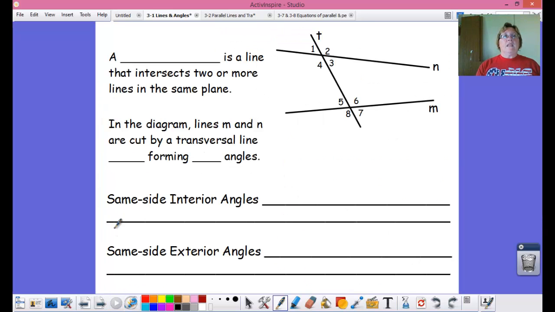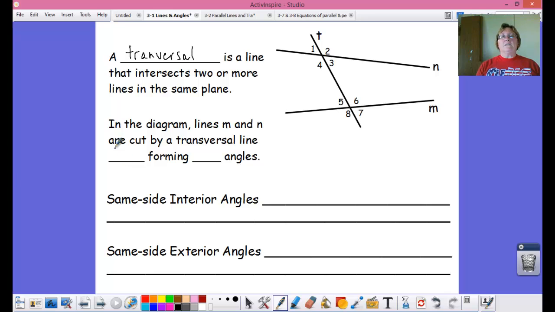Let's move on. Today we want to focus in on angles that occur when lines are crossed. And what we want to do is define a line such as line T here. It's called a transversal. That's why we use the T for it. A transversal is just a line that intersects 2 or more coplanar lines. They all have to be in the same plane. In this case, M and N are being cut by this transversal.